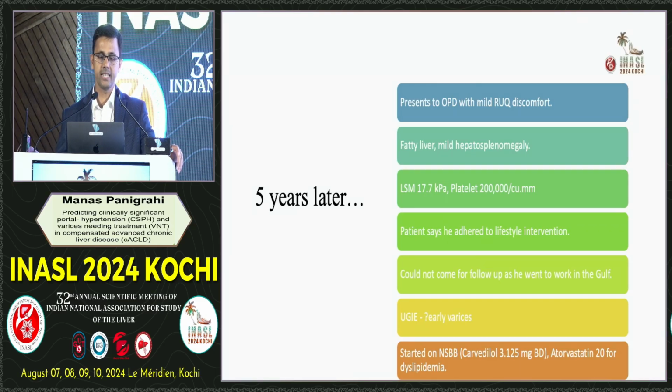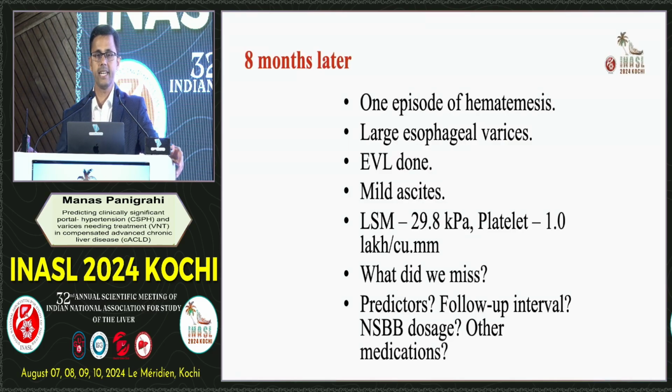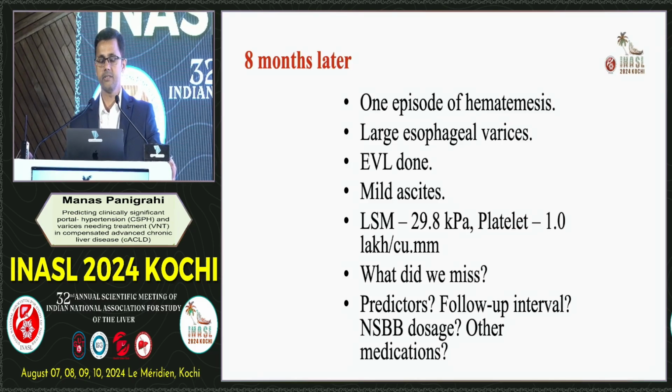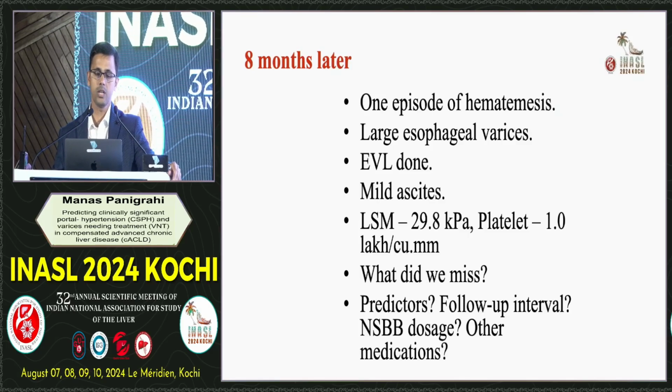So he again presented 5 years later to OPD having mild right upper quadrant discomfort, imaging fatty liver, mild hepatosplenomegaly, LSM 17, platelet 2 lakhs. Patient says he adhered to lifestyle modification but could not come because of some work in the Gulf. On scopy, dilated veins, early varices, so started non-selective beta blocker and atorvastatin for dyslipidemia. Patient presented 8 months later with hematemesis and melena, on scopy large varices, EVL done, mild ascites on ultrasound, LSM 29, platelet reduced to 1 lakh.